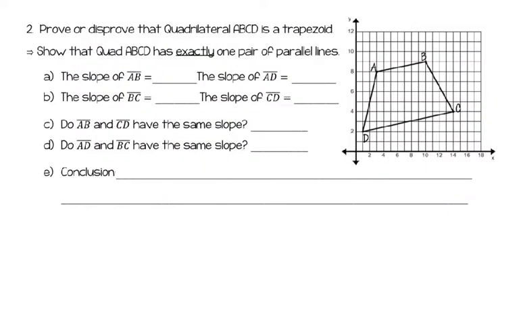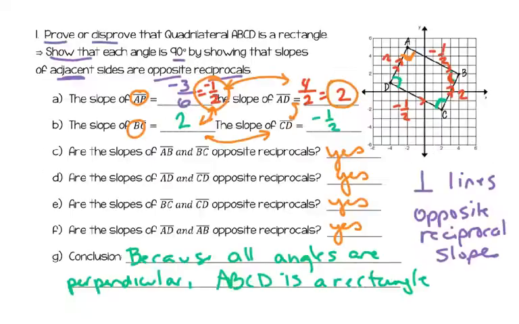Okay, let's go to the next one. Prove or disprove that quadrilateral ABCD is a trapezoid. So think about what it said about a trapezoid.